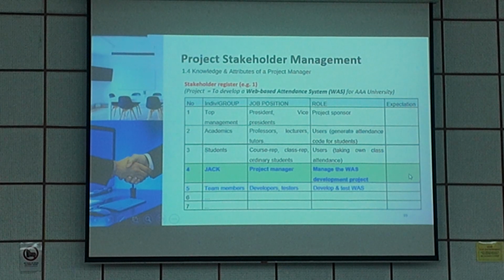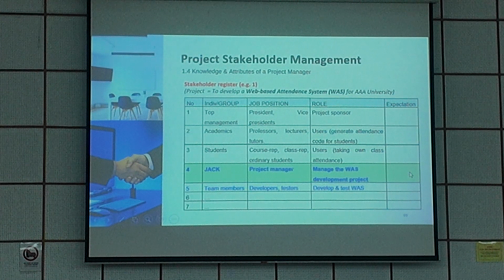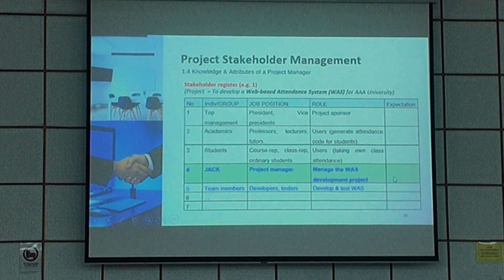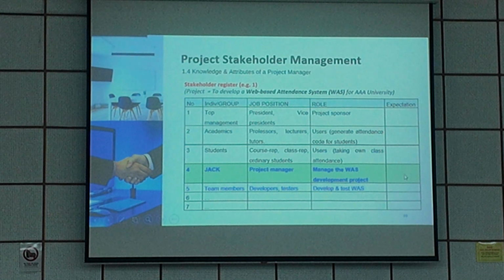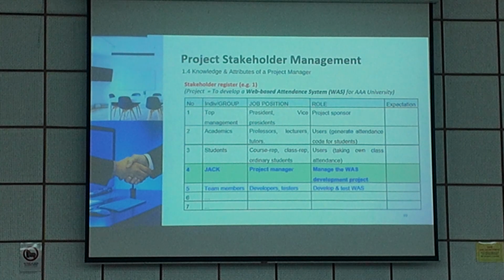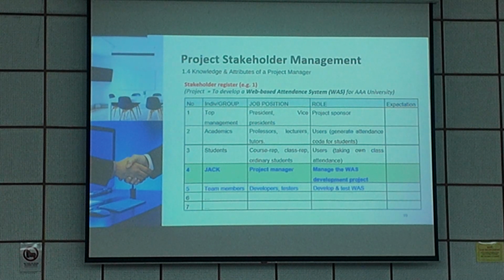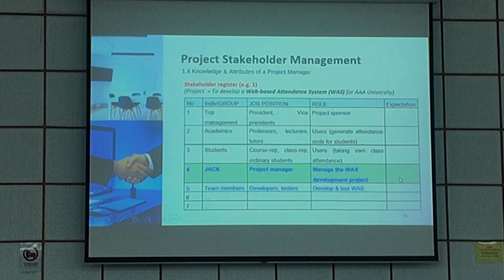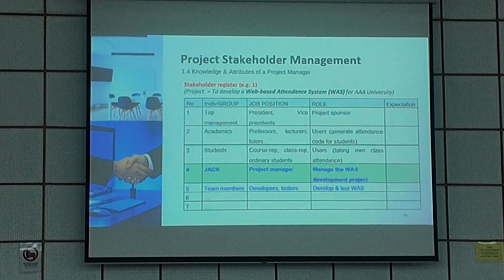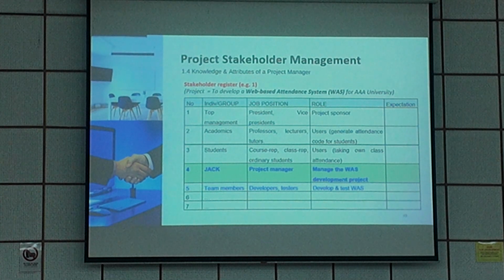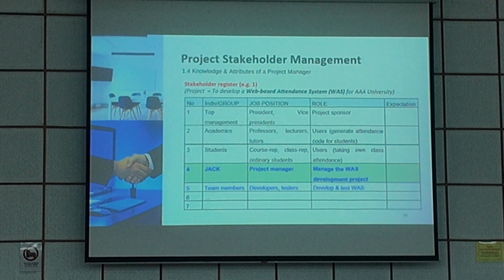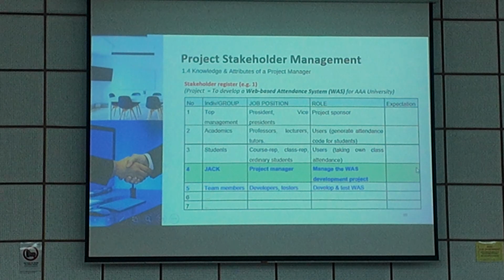If I'm the project manager, my expectation for this system is that requirements are stable. Okay, requirements are stable, and we are given sufficient resources to complete the project. This will be my expectation. Stable requirements, I mean there's not much change to requirements, because if requirements keep changing, it's hard to complete. Have enough resources.